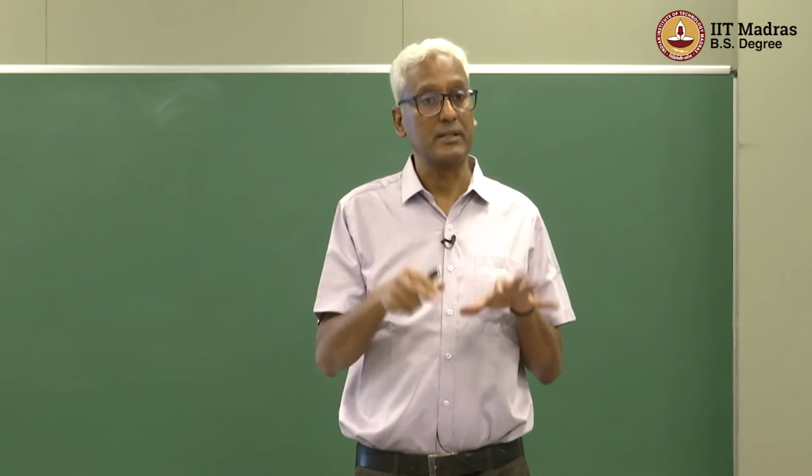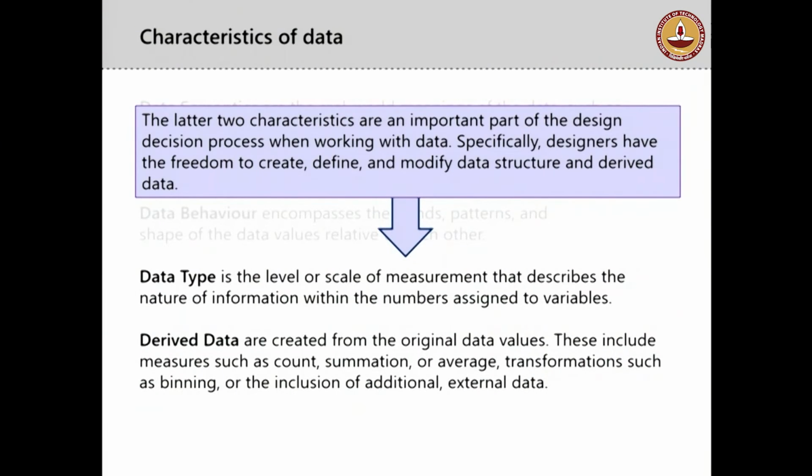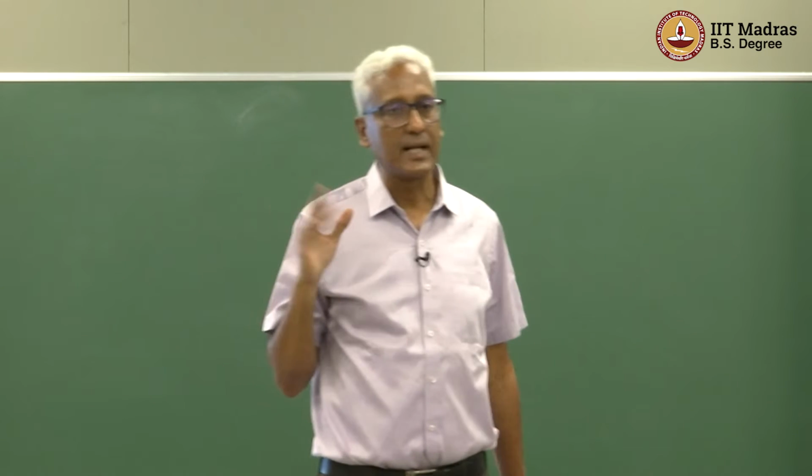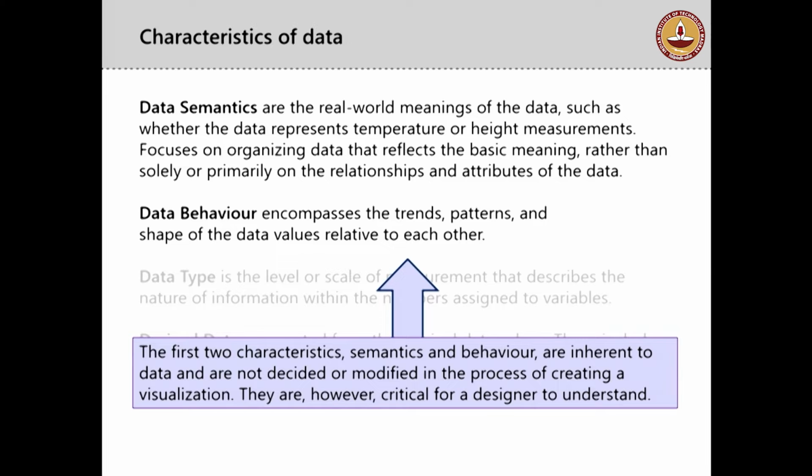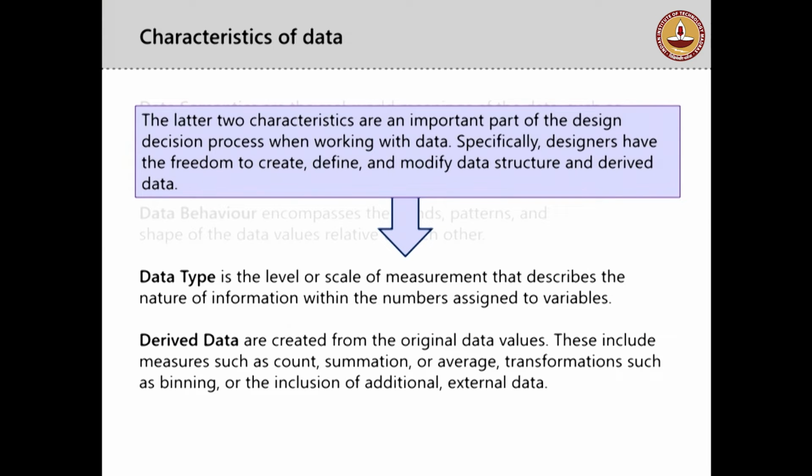Now, the next two is something that is under your control, right. The latter two characteristics are an important part of the design process itself. When working with data, designers have the freedom to create, define and modify data structures and derive data. You can figure out what you want to do with the data, and you can also understand the data types in order to match them with the right visual attributes. So, we saw that there are these 4 elements that contribute to the characteristics of data: semantics, behavior, type, and something that you can do with the data, that you can derive and then make some additional data. Okay. So, we are going to see each of them, and we also saw that the top 2 are inherent to the data, and the latter 2 are something that we are free to manipulate. Okay.